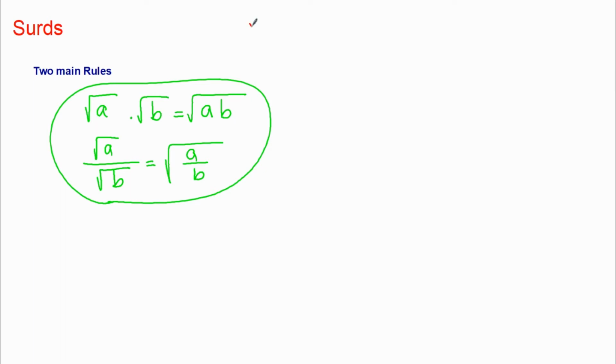For example, square root of a times square root of a. Based on the first rule that we had in here, this would be square root of a times a, which is square root of a squared. So what is square root of a squared? The answer would be just a.